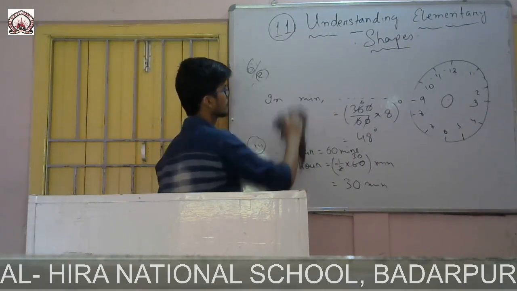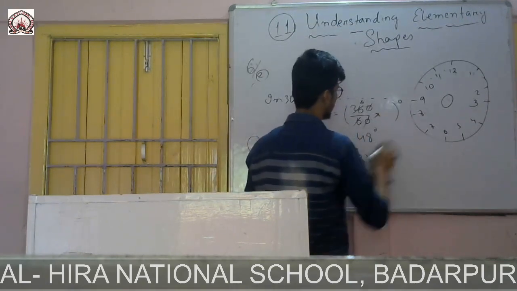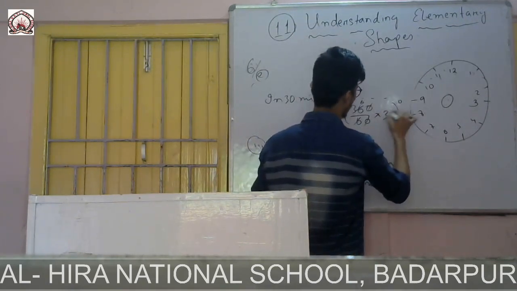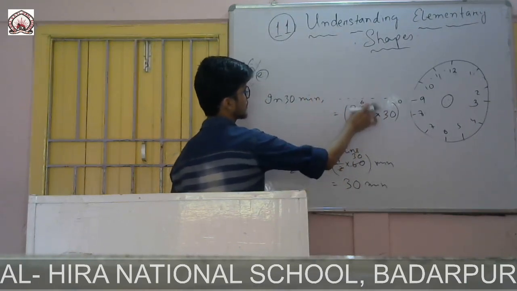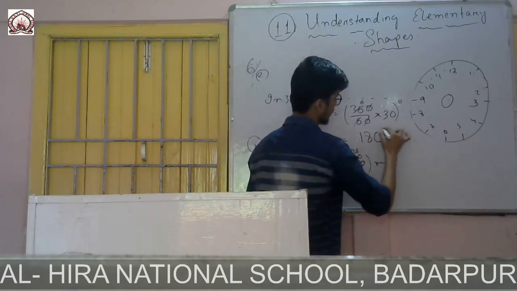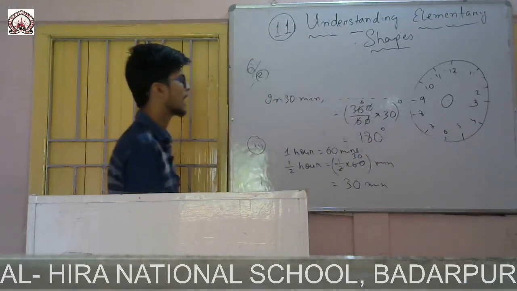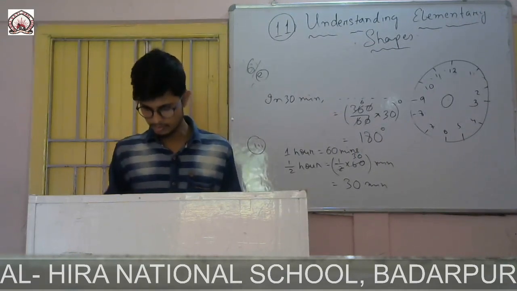So you write in 30 minutes, there it will be 30. Like earlier, 0 0 cancel, 6 6 are 36, and 6 into 36, 3 sixes are 18. So the answer is 180 degree. It will turn 180 degree. Then the next one, you also try the same.